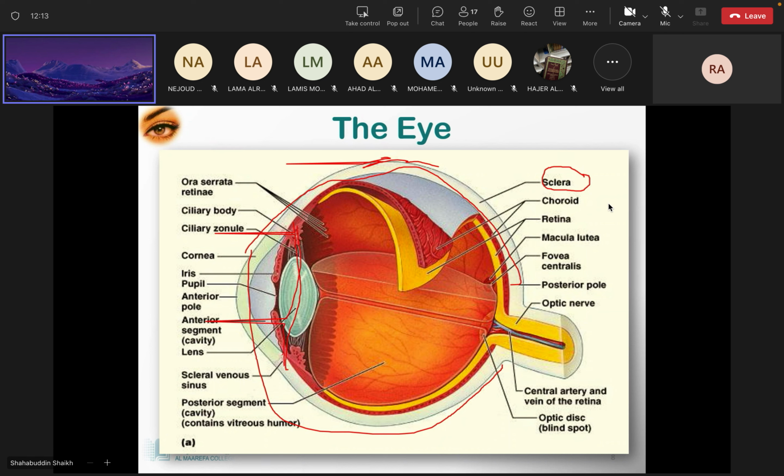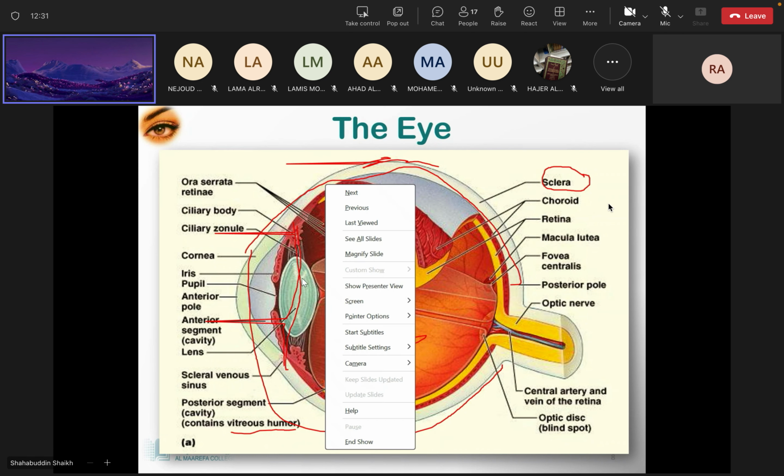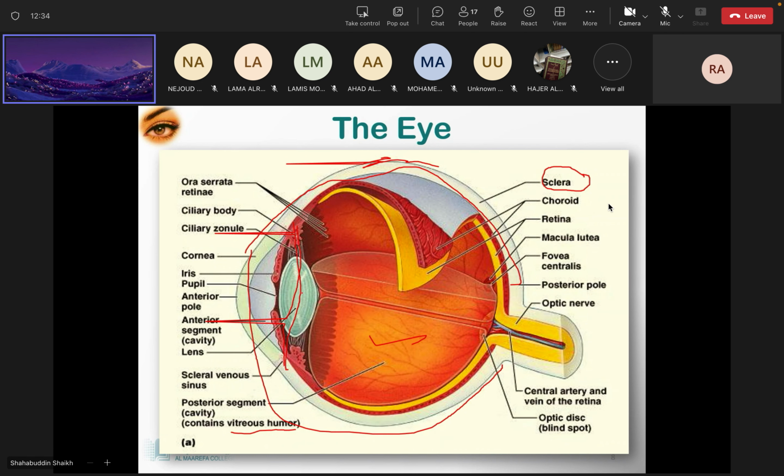Now this lens will divide the eye into an anterior part and a posterior part. So we have a posterior segment which is filled with a jelly-like substance, and we have an anterior segment which is filled with a water-like substance. So this is how the eye is divided. The anterior segment, in front of the lens, is further divided into two compartments with the help of the iris and pupil. So we have posterior and anterior compartments further.